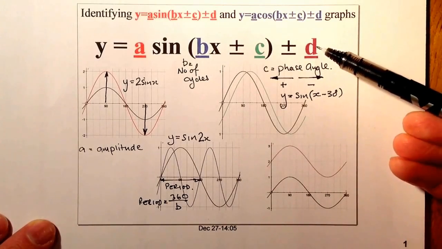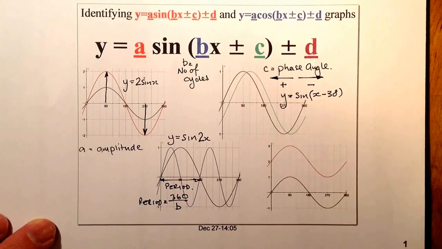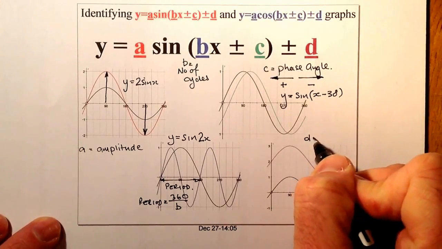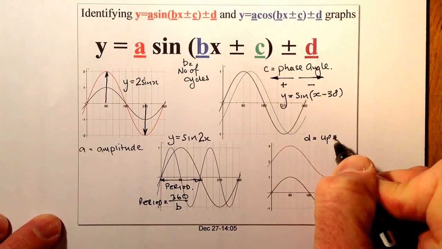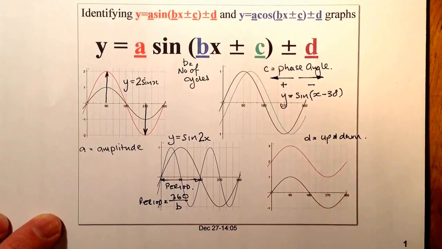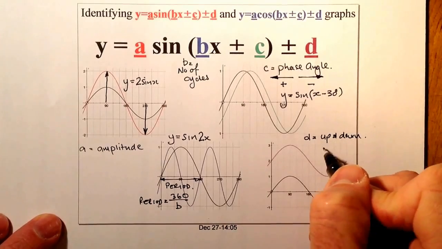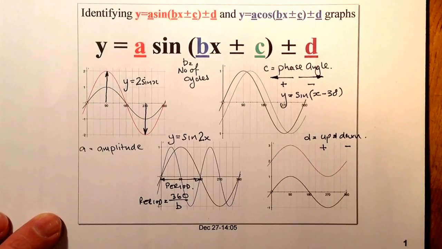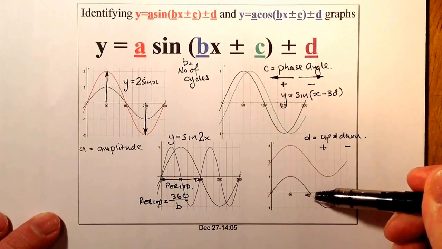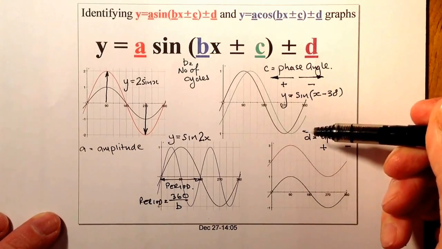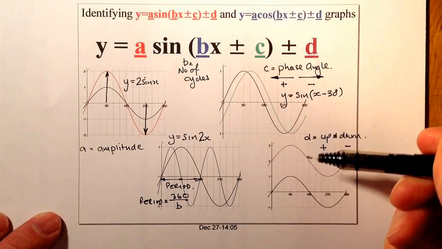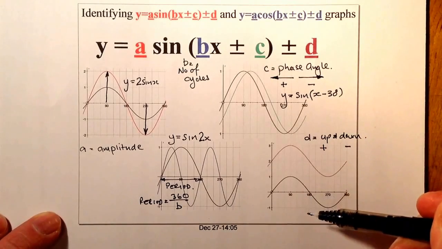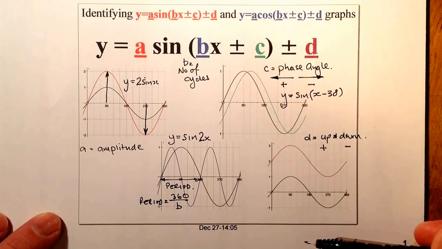If I look at a value for d, so what d is going to do for us, d is really just going to be the up and down. Okay, so it's just up and down movement. And for the up, it's going to be positive. For down, it's going to be negative. So all I'm going to do is grab the graph and lift the whole thing up the way if it's a positive number, or grab it and pull it down the y-axis if it's a negative number.